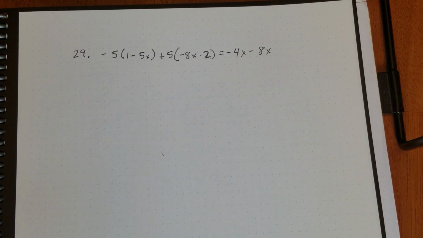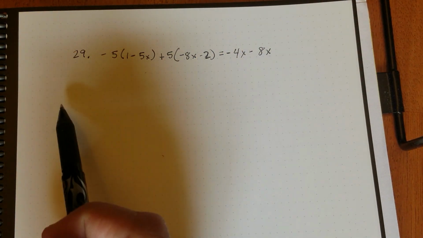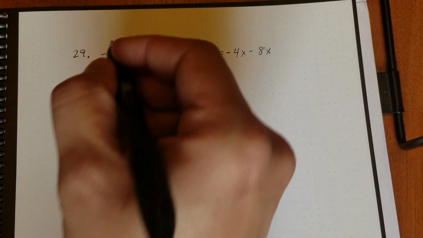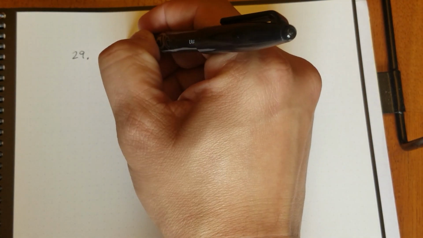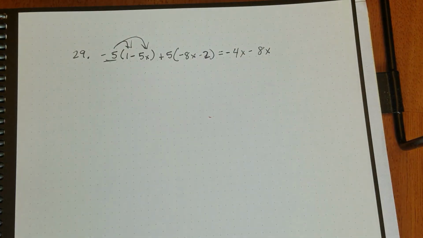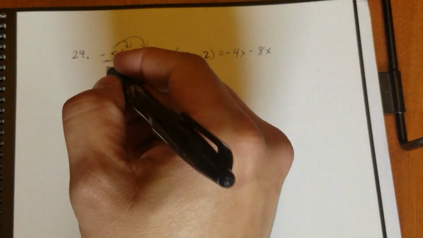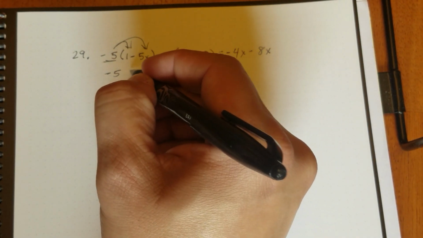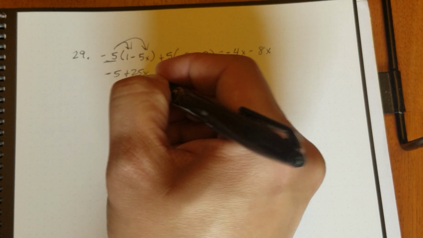This problem is problem 29. First thing you look at this problem, you might think it looks hard, so you're going to try to make it simpler. And to do that, I'm going to distribute. So negative 5 times positive 1 is negative 5. Negative 5 times negative 5x is positive 25x.